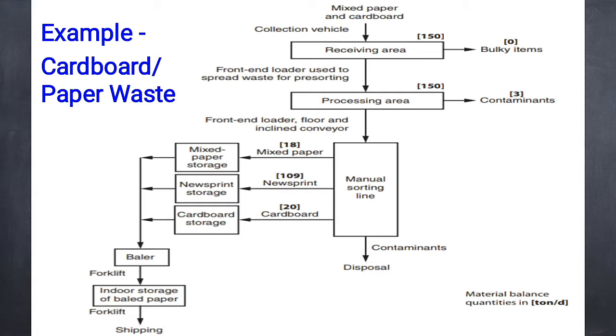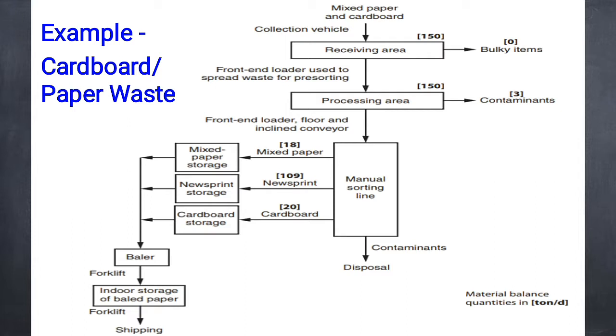So here we can consider a best example, which is the paper or cardboard industry. As per the flow chart, you can get to know that the mixed paper and cardboard will travel to the receiving area through a collection vehicle. Then from the receiving area, it will be sent to the processing area through a front end loader, which is used to spread the waste.